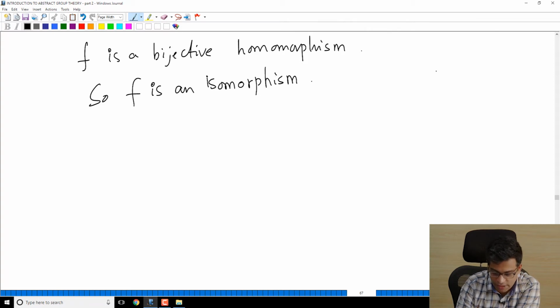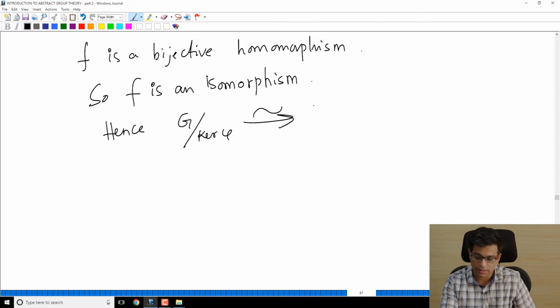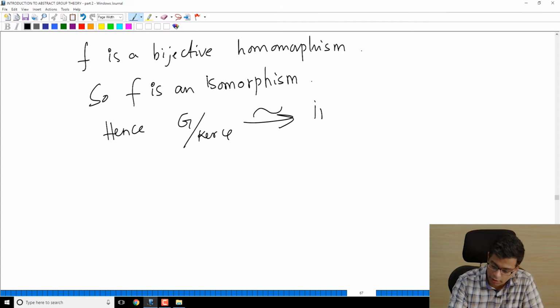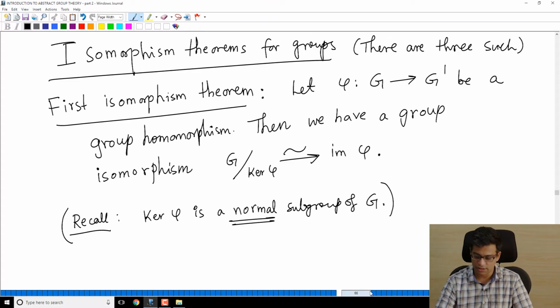That's it. So F is an isomorphism, and hence we have G mod kernel phi isomorphic to the image. This is my notation, this symbol here, an arrow with this sign, to indicate that we have an isomorphism. Okay, so that's the proof of the theorem. First isomorphism theorem is proved.